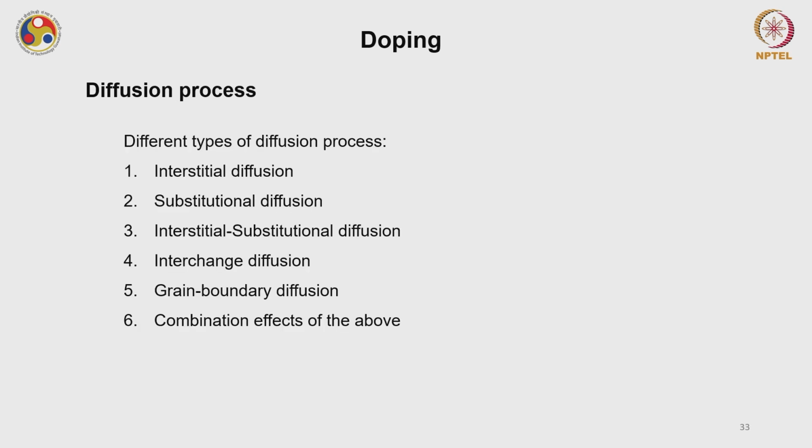There are different types of diffusion processes. You can have interstitial diffusion, substitutional diffusion, a combination of interstitial and substitutional, which is called interstitial substitutional diffusion, interchange diffusion, grain boundary diffusion, and a combination effect of all these five diffusion methods. So depending on where these dopants are going in a crystal, I can have different diffusion processes.